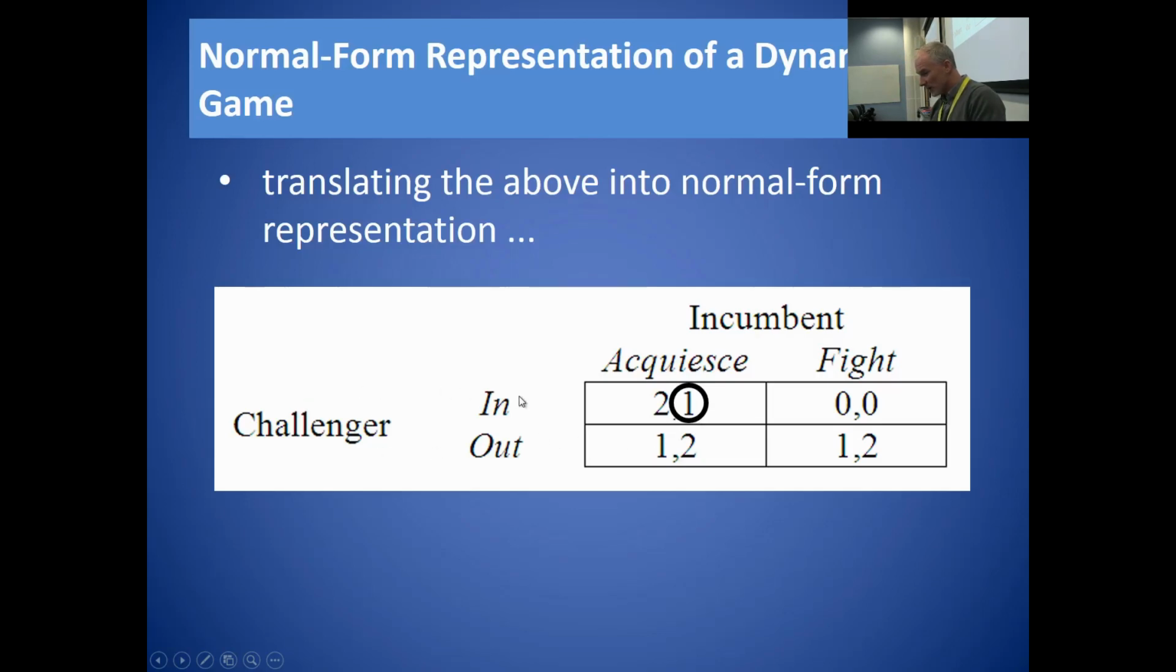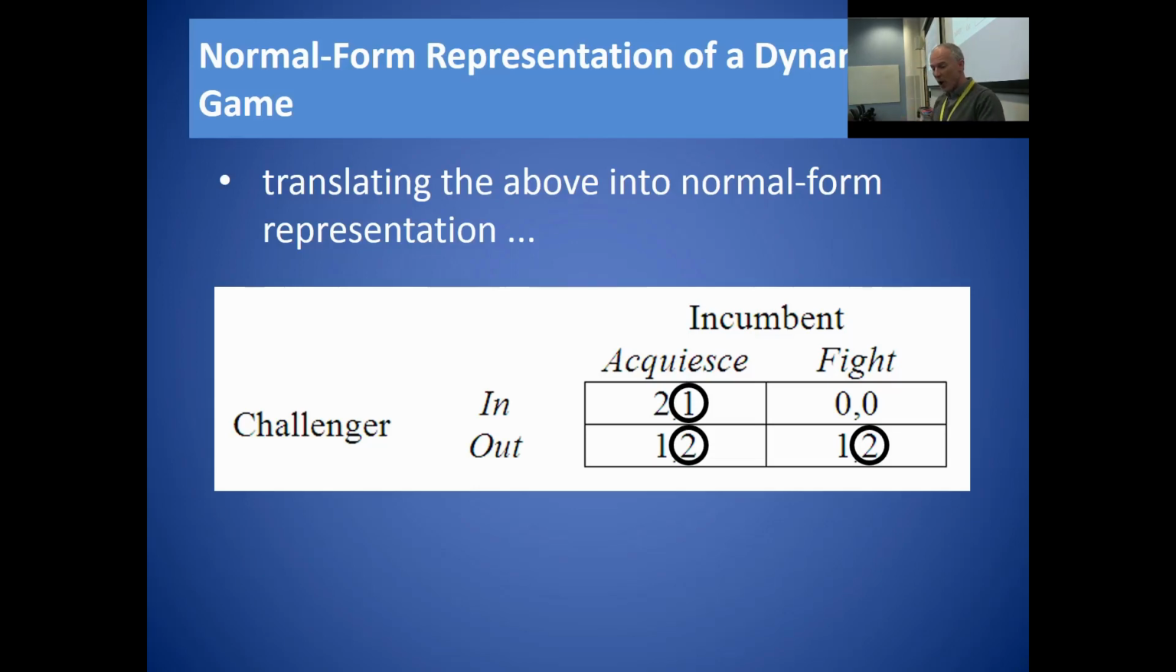So, challenger chooses in. Does the incumbent choose acquiesce with a payoff of 1, or fight with a payoff of 0? We've already said the incumbent firm doesn't want to fight. If it does so, it gets its lowest possible payoff. So, the optimal response is to acquiesce. If, though, the challenger stayed out, would the incumbent acquiesce and get a payoff of 2, or fight and get a payoff of 2? Doesn't matter. Both give exactly the same. So I'll put a circle around both of them.